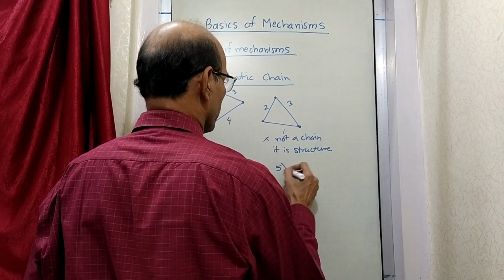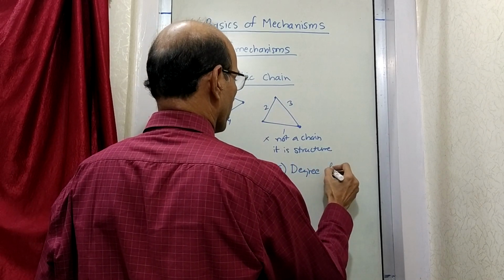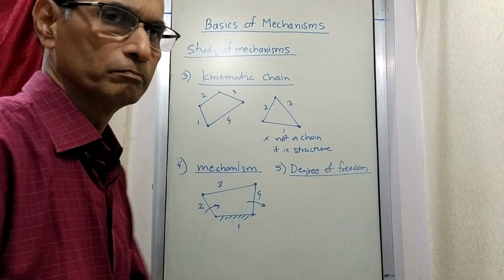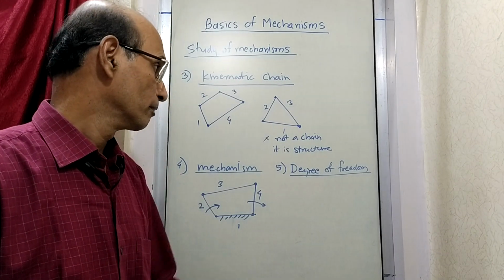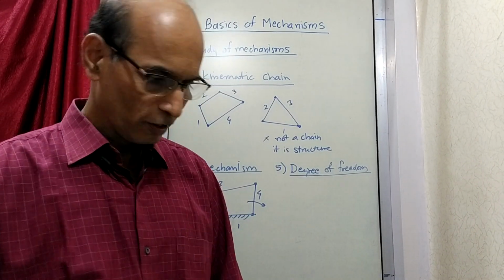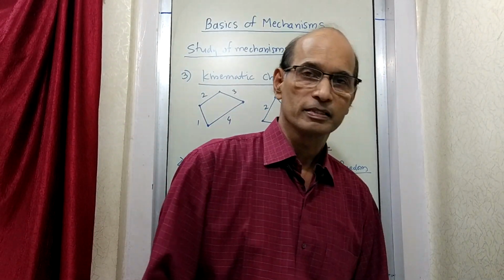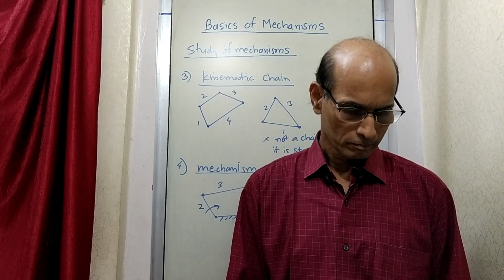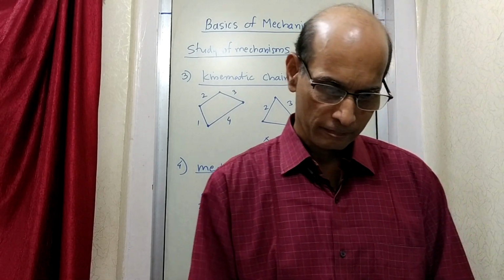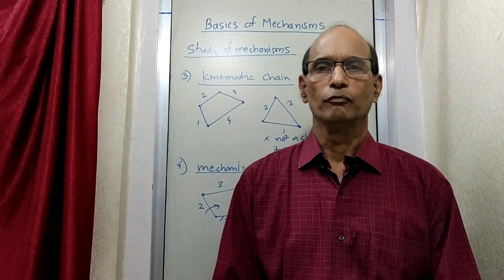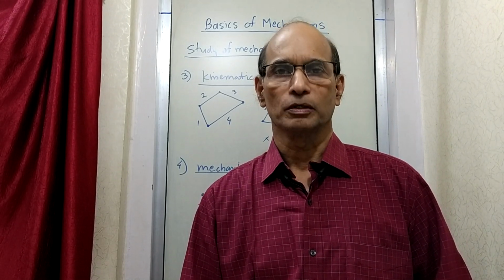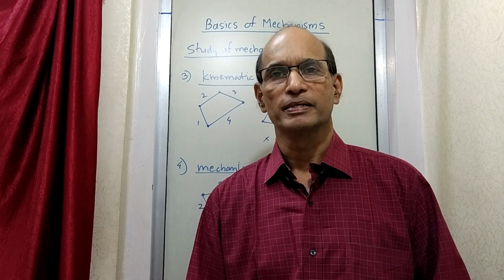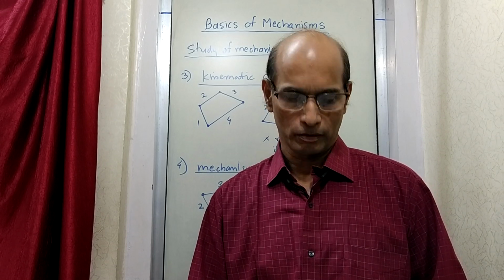Next is degree of freedom. Write down. It is an ability of a body to move in space with translational or rotational motion.